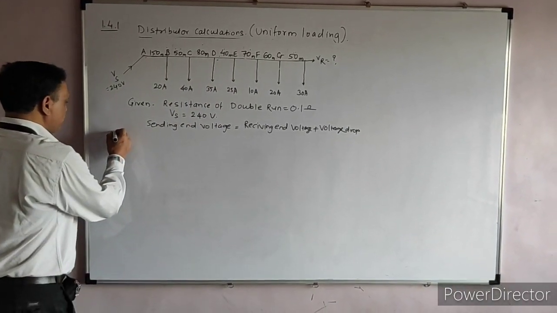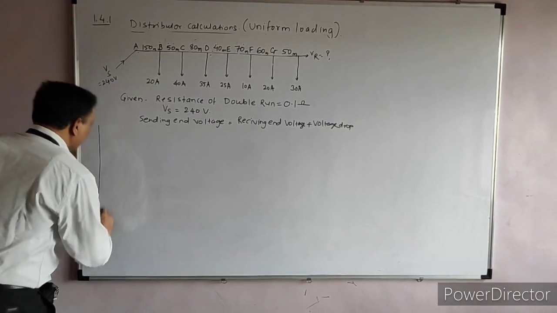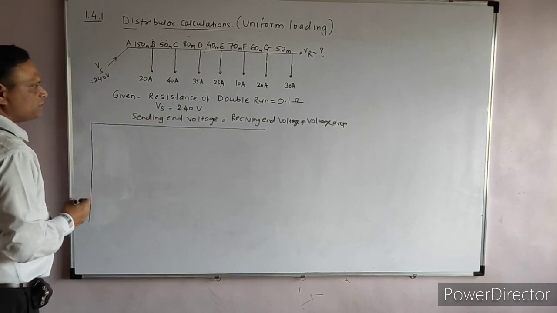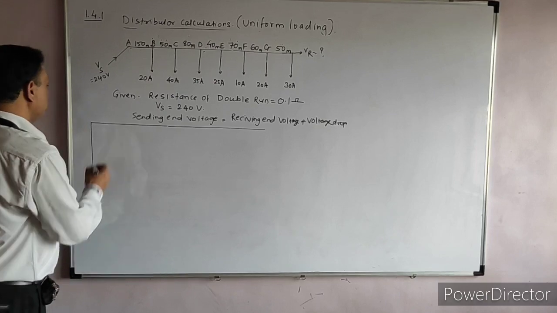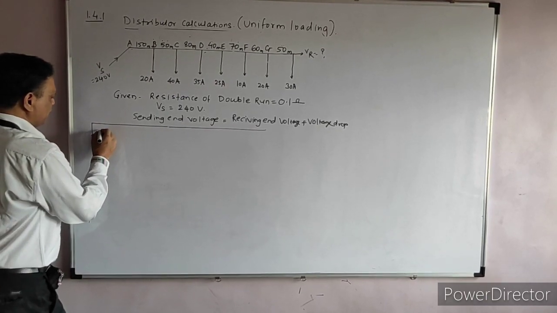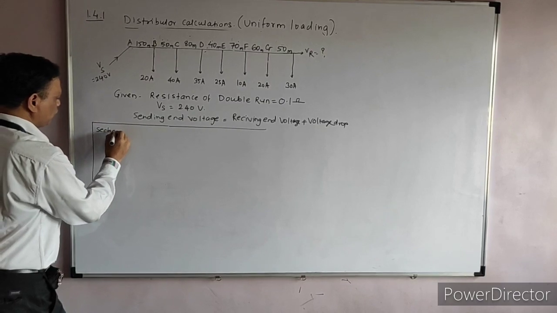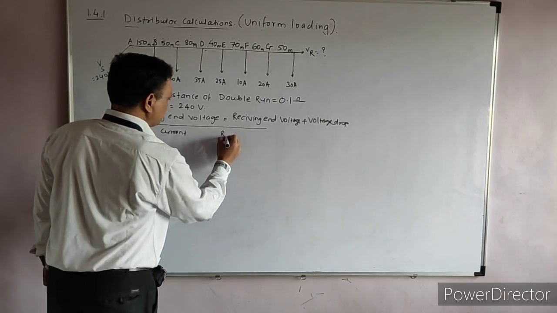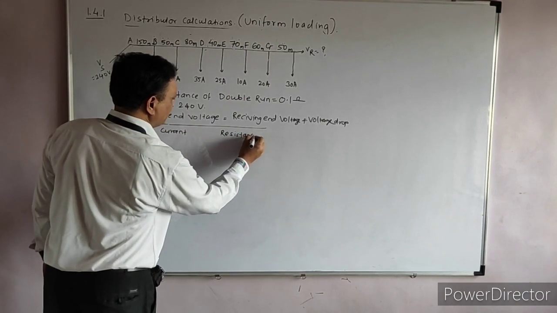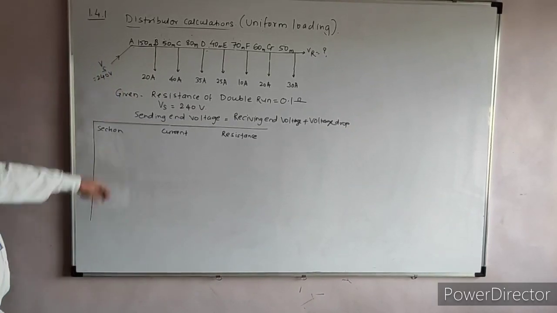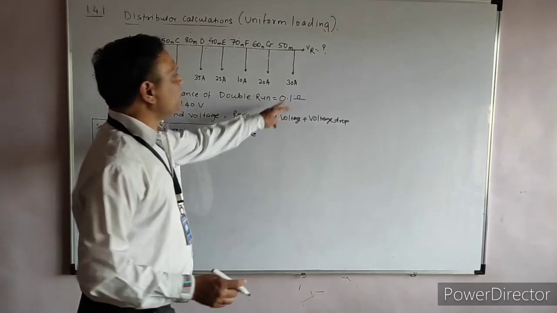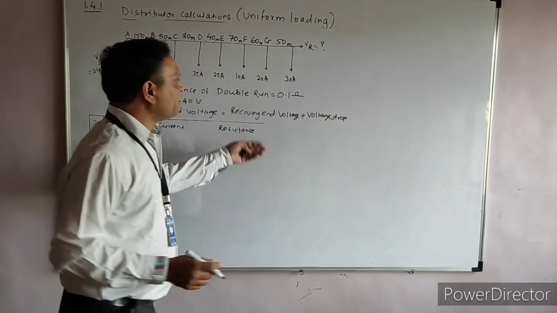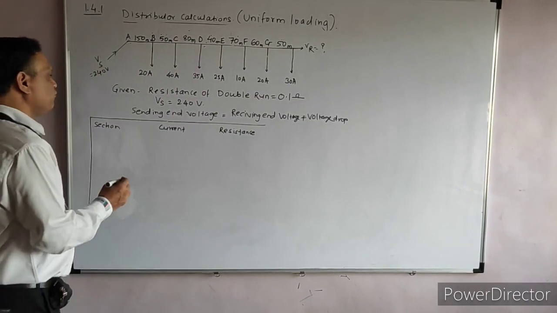Now as we have done in the previous sum, we carry out the same thing. First we will make our solution in a simple form. So we'll say section, we'll say current in that section, we'll say resistance of that section. So this will make our sum in the easiest form. They have given again the resistance of double run is 0.1, so for per conductor it has to be made half. Now let us have the calculations for the double end, and then we'll make it for the single one.